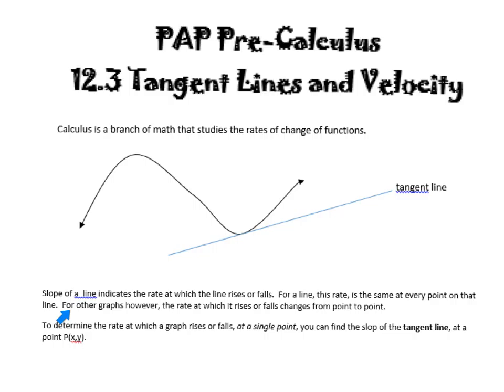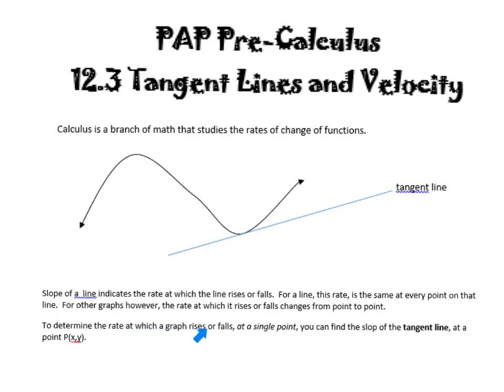So the slope of a line indicates the rate at which a line rises or falls. For a line, this rate is the same at every point on that line. However, for other graphs, like this polynomial function, the rate at which it rises or falls changes from point to point. So if I put a tangent line here, that's a positive slope. But if I were to put a tangent line over here, that's going to have a negative slope. And depending on where I put it, some places it's going to be steeper than others.